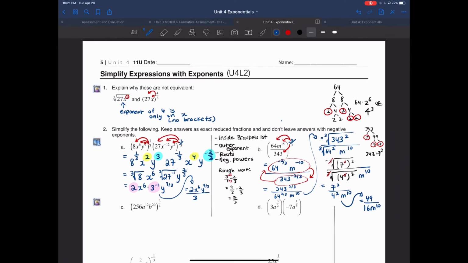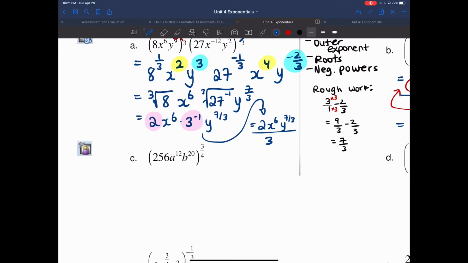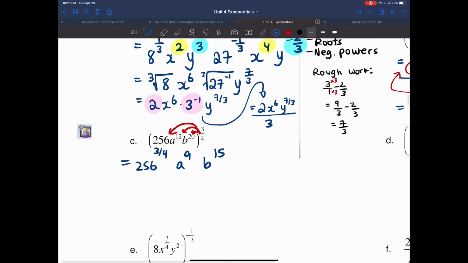Okay, question C. So again, you're going to make sure you apply it to each part of the coefficient and the variables. And so I have 256 to the exponent 3 over 4, a, well, 12 divided by 4 is 3, and 3 times 3 is 9. And then 20 divided by 4 is 5, so 5 times 3 is 15. So all we have is a 256. So again, I'm going to put 256 with the exponent 3, and I'm going to 4th root it.